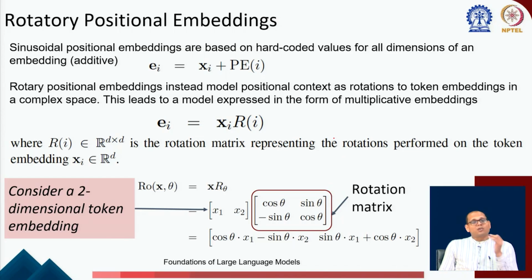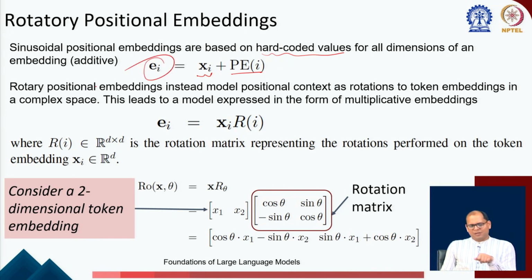Now comes the most recent and most popular embedding method, that is rotary positional embeddings. They have a very different concept about positional embedding. Till now, we saw that you can use some hard-coded values, the best being sinusoidal for all dimensions, but they are additive. You have the original embedding xi and you add a positional embedding at the ith position. So, you have this as the embedding.